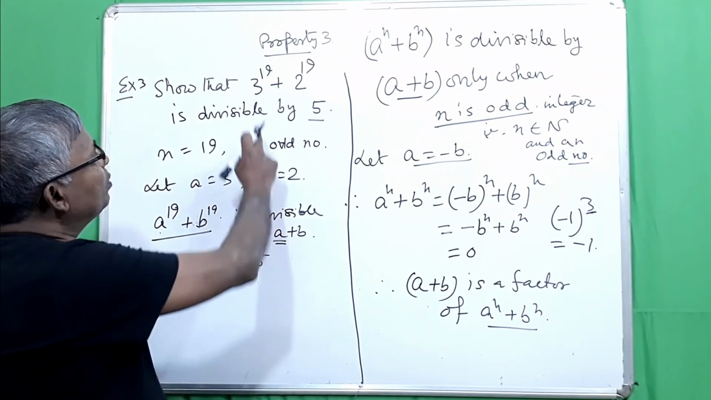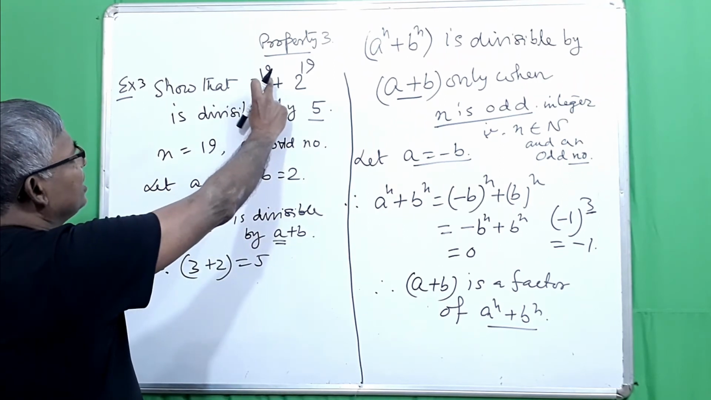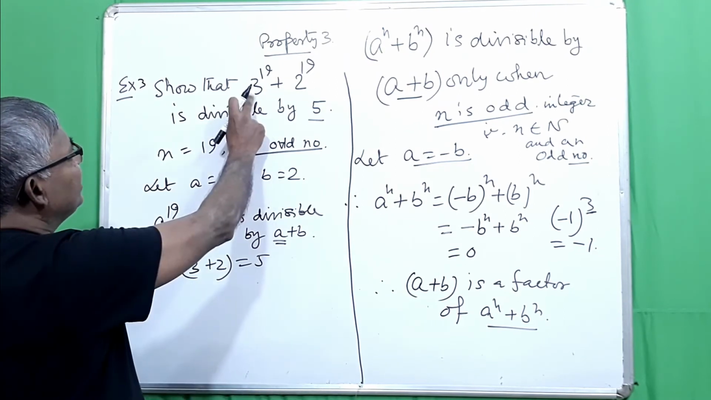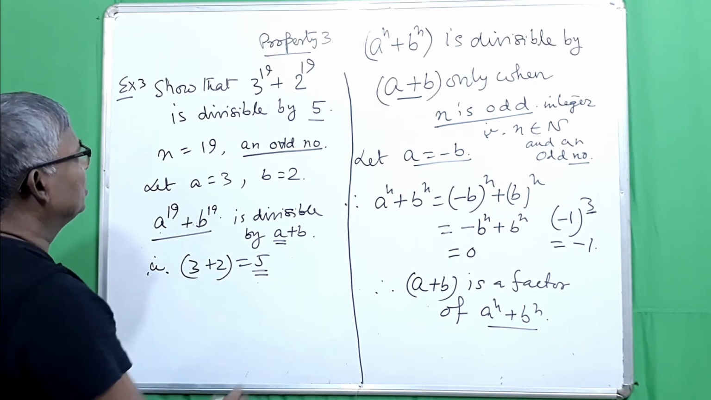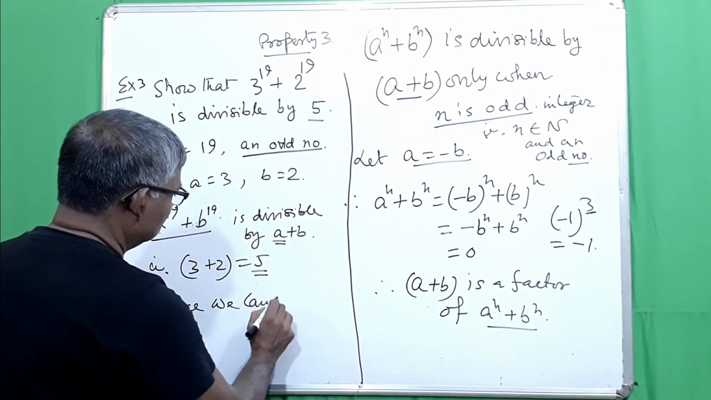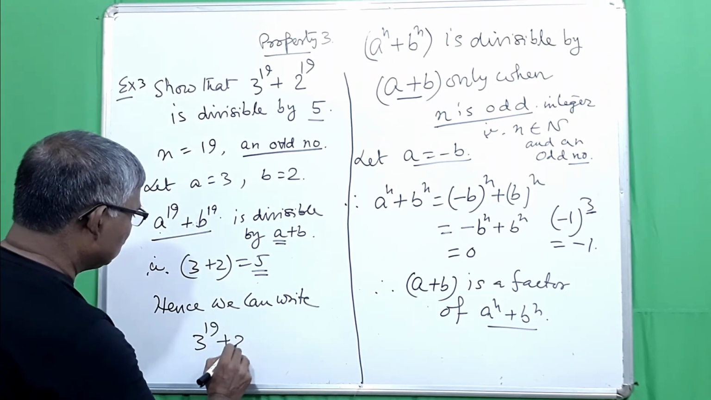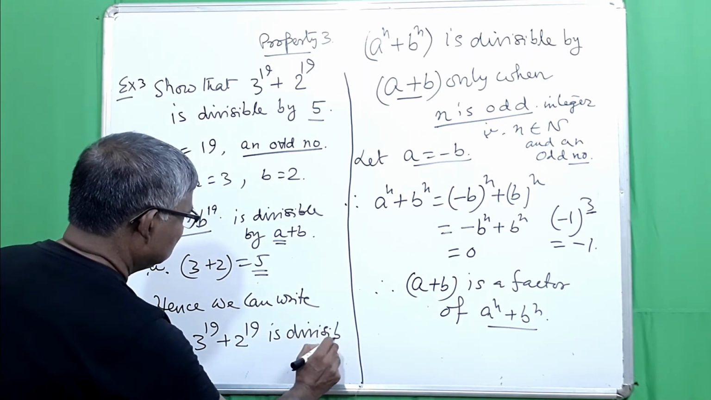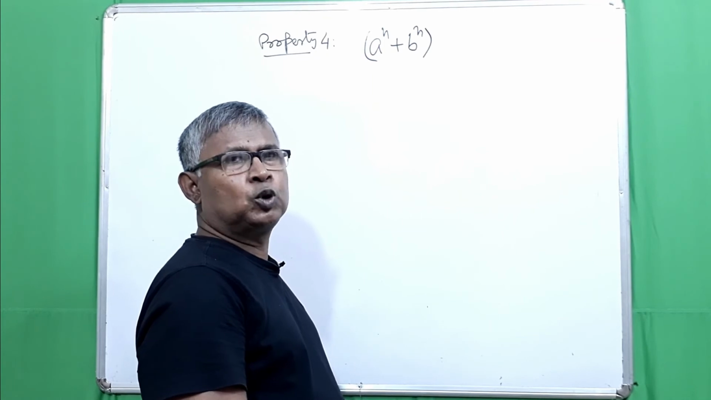Students, let us see the problem. It is 3^19 plus 2^19. As n is 19, that is an odd integer, therefore 3^19 plus 2^19 is divisible by 3 plus 2, that is 5. Hence, we can write 3^19 plus 2^19 is divisible by 5. Let us consider the fourth property.